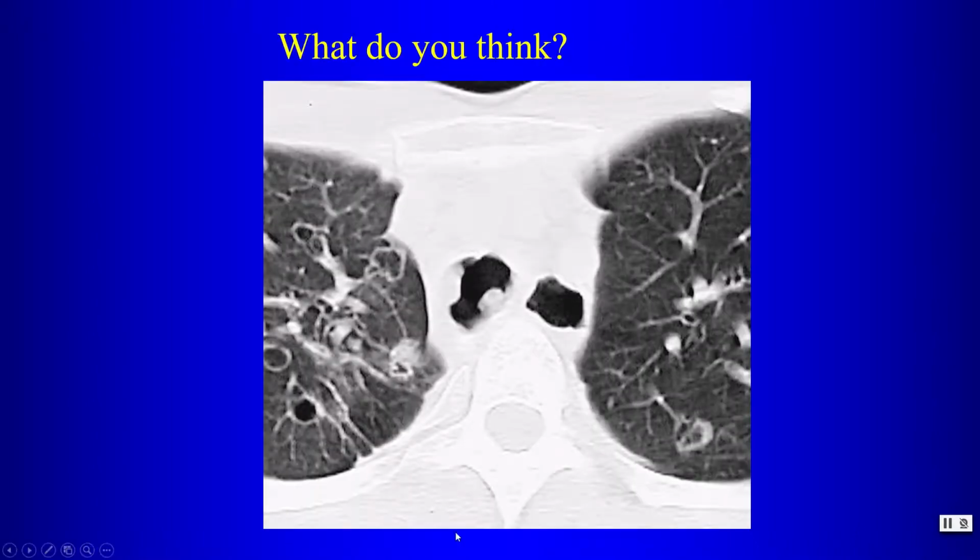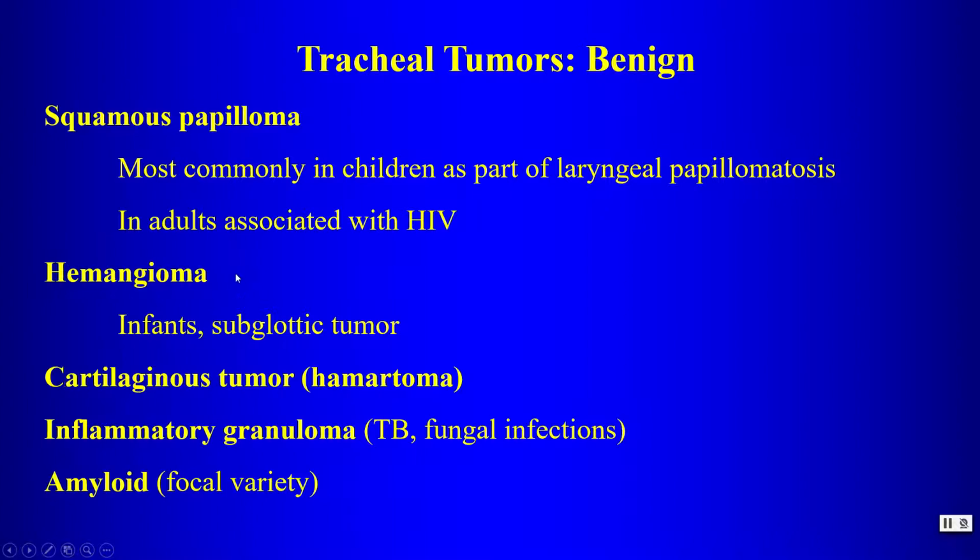Now, what if you have a case like this where we have small lesions affecting the airways here with cystic changes within the lungs? So what are we thinking about there? That is squamous papilloma. Nowadays we see this in adults associated with HIV. So there are other types of tumors that might also occur in the trachea, especially in children.